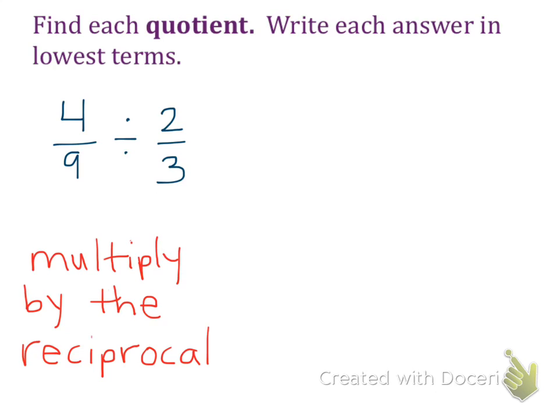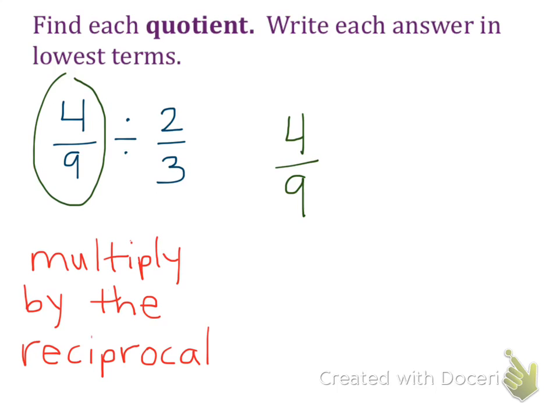Alright, so 4/9 divided by 2/3. When you're dividing, the biggest thing you need to do, you keep the first fraction exactly the same, and you're going to want to rewrite the problem. Don't try to do this by just crossing numbers out over here. Always rewrite the problem. You'll make so many less mistakes that way.